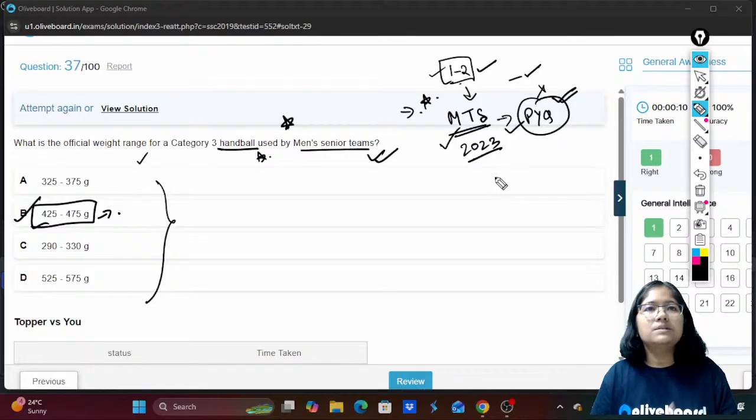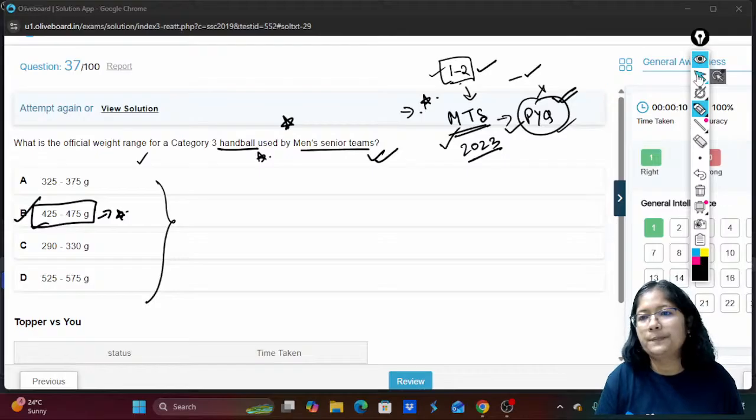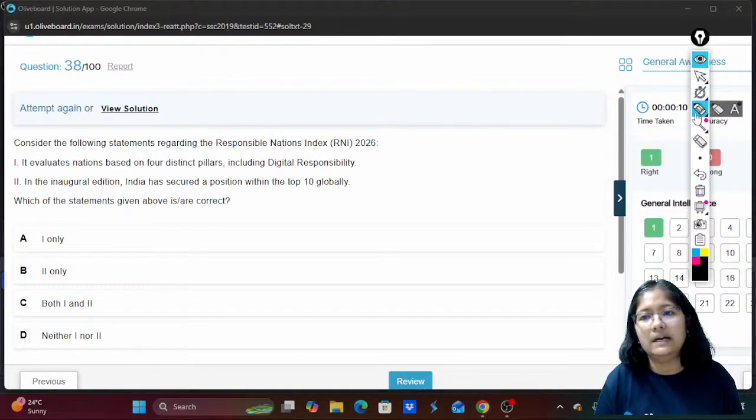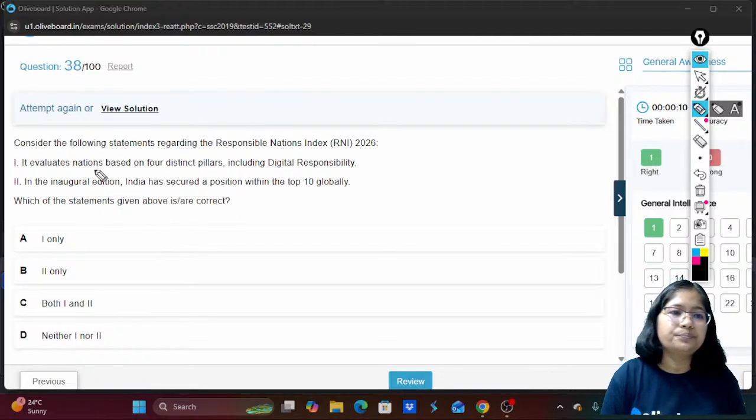But once this exam is already held, once you know that it is a previous year question, that's why now you should know that, okay, the men's senior team handball is 425 to 475 gram. Otherwise, if you were sitting in that exam, then in that case, that 1 or 2 questions that I say, it comes in that range.